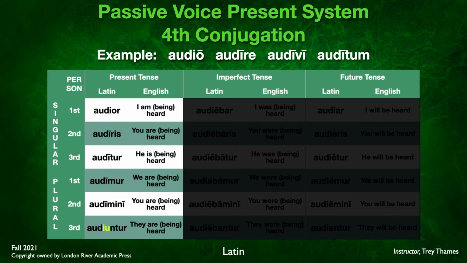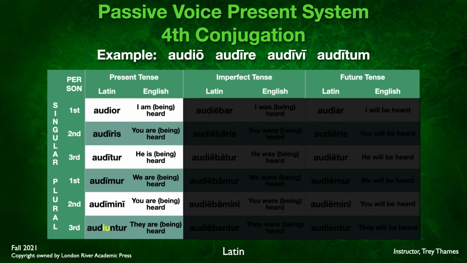And again, we're going to take the audio, first principal part, and bring it straight down. Boom. Add the r ending, the first person singular present tense ending for passive voice. Audior. And then we're going to take the second principal part, the infinitive, drop the re infinitive ending. That leaves you the stem, audi, bring it right down. And to that, we add our endings, ris, tur, mur, mini, ntur.